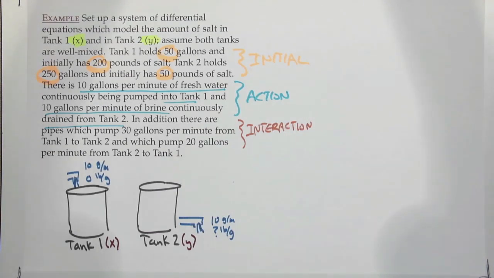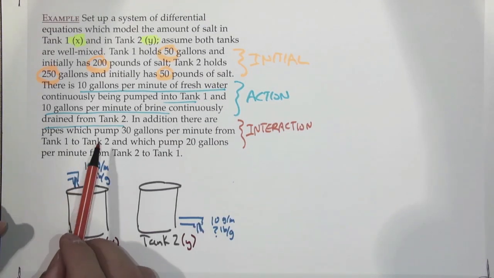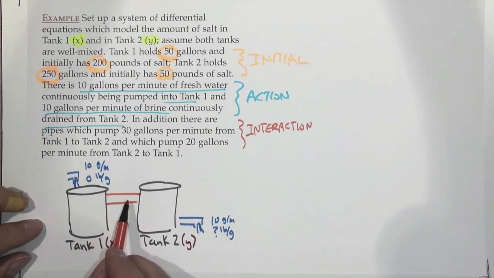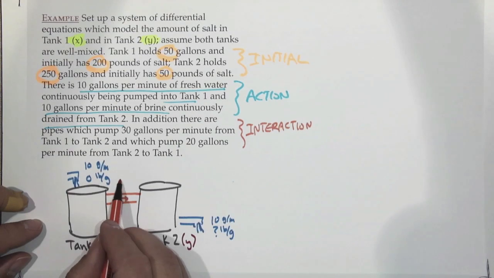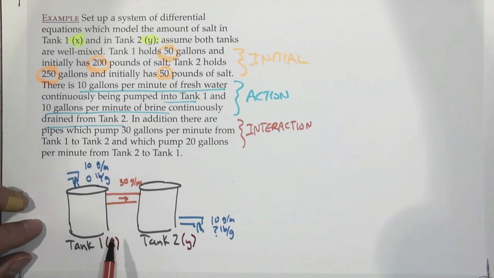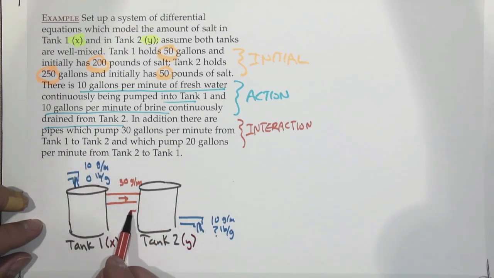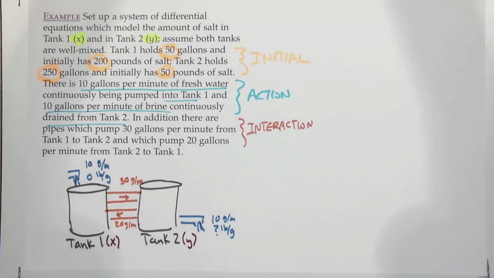Then there's this interaction going on. It pumps 30 gallons from tank 1 to tank 2. So there's this pipe here that goes in this direction, and that's 30 gallons per minute. And then it pumps 20 gallons from tank 2 to tank 1. So there's a second pipe, which does 20 gallons per minute. Now, let's do some quick math here. What's happening to the water level in tank 1? Why is it staying the same?